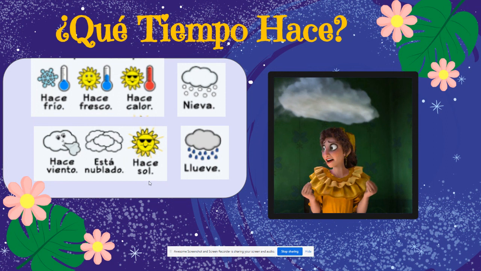You can also use hace for, is it being windy or sunny? Repeat after me. Hace viento. Hace sol. And cloudy is a bit different. For cloudy, you use está. You say está nublado. For snowing and raining, you don't need to use hace. You can just say nieva or llueve. Like here in Iowa, where I am, I would say hace frío y nieva. What about you? ¿Qué tiempo hace?